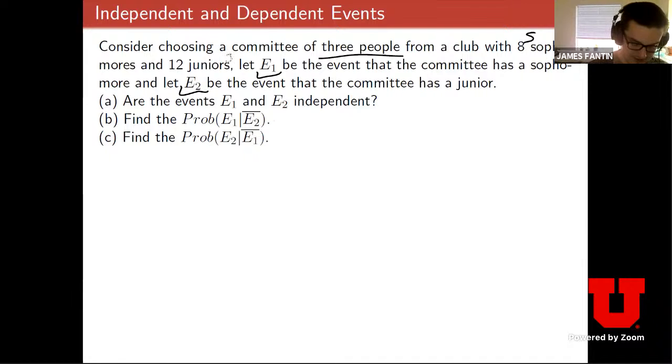In this case, what we're looking at here is the probability that E1 happens, given that E2 does not happen. So what's the probability that our committee contains a sophomore, given that the committee does not have any juniors? So anybody have any ideas? What would this probability look like? Our committee has a sophomore, but the committee has no juniors.